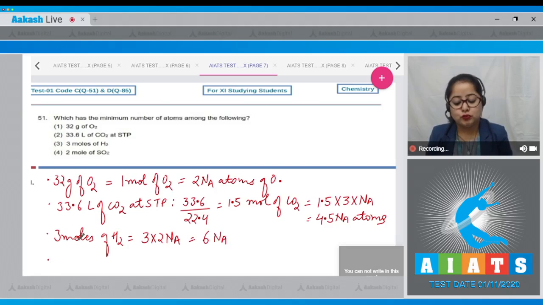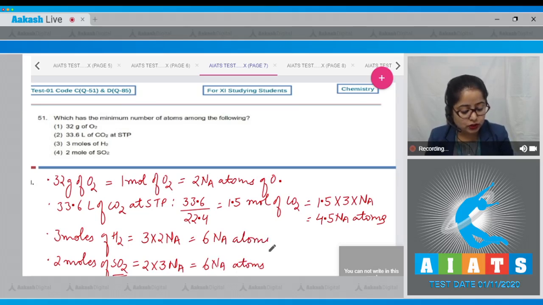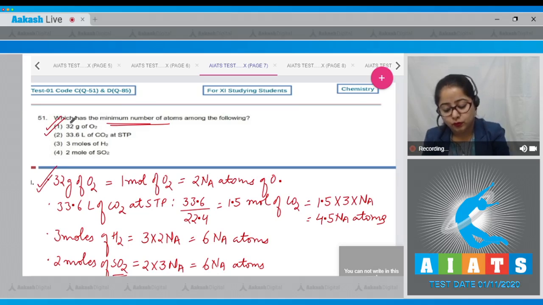Moving to next, 2 moles of SO2. We can calculate the number of atoms, 2 into 3 Na. Here 3 is because one molecule of SO2 contains 3 atoms, which is again equal to 6 Na atoms. Students, in this question we have to answer in which case the minimum number of atoms are present. So it is very clear, the correct answer is option number 1.